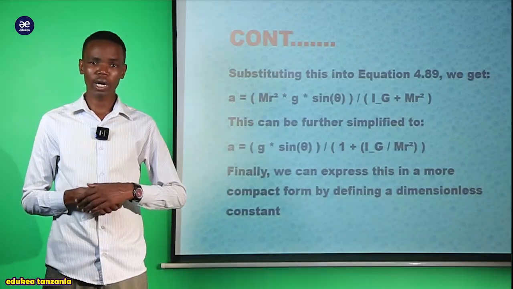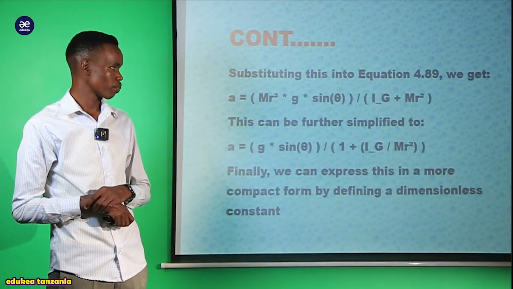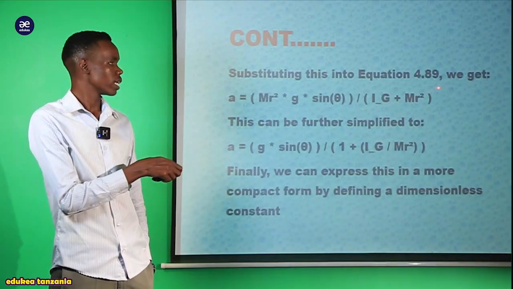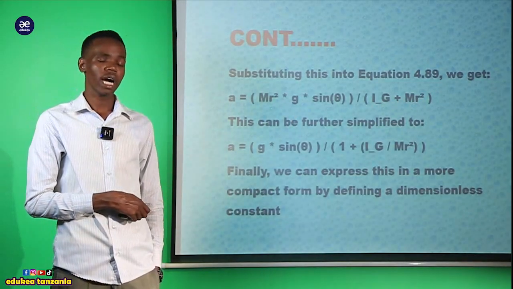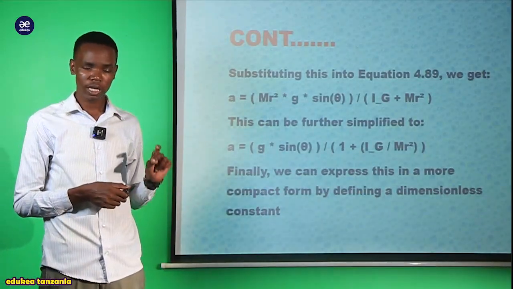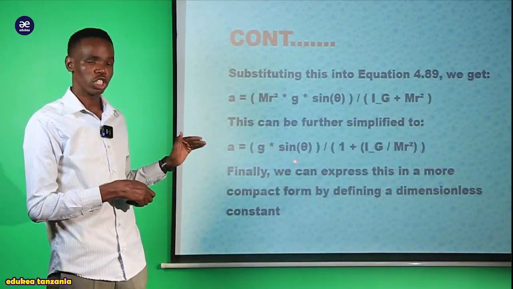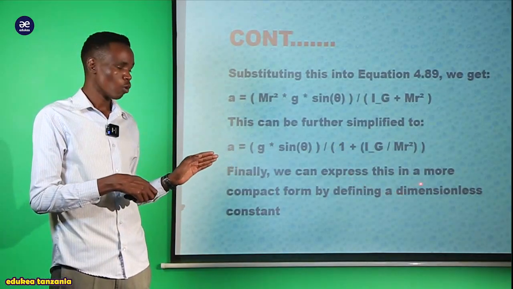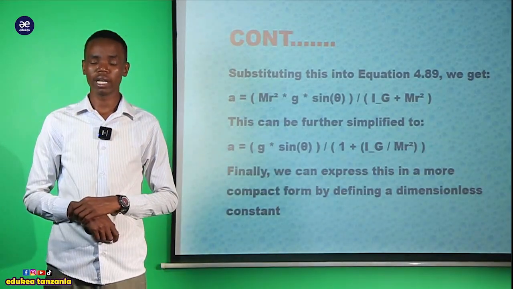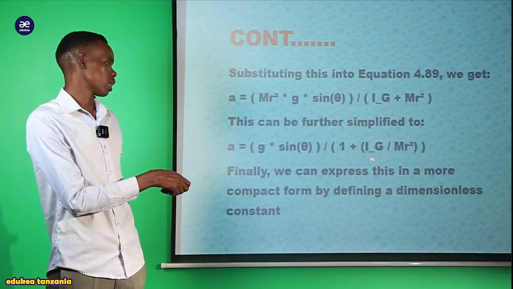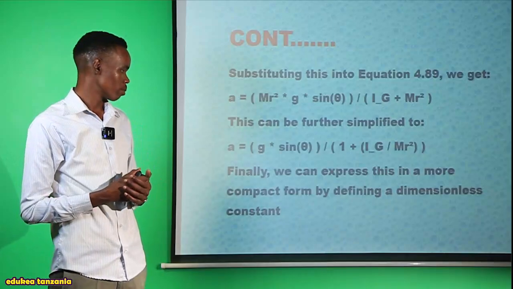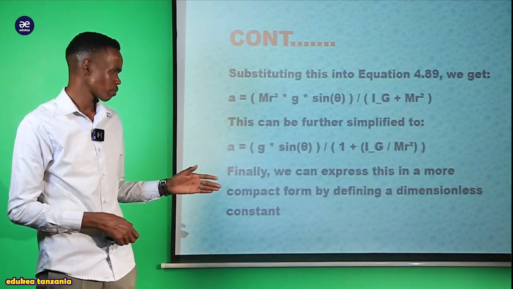Furthermore, you can simplify this formula by factoring out this mr square. If you factor out mr square, the remaining formula will be: linear acceleration equals g times sin theta, divided by 1 plus the moment of inertia through the center divided by mr square. This will be our simplified formula for obtaining the acceleration.